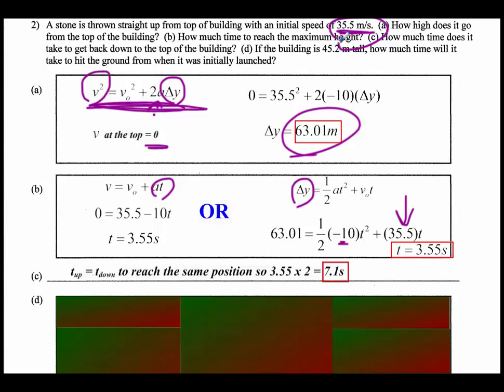Part C, how much time does it take to get back down to the top of the building? Well, the time to get up equals the time to get down. So if it took 3.55 seconds to get up, it takes 7.1 seconds to get down.